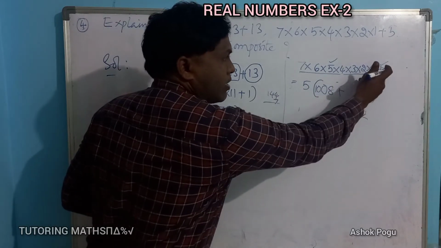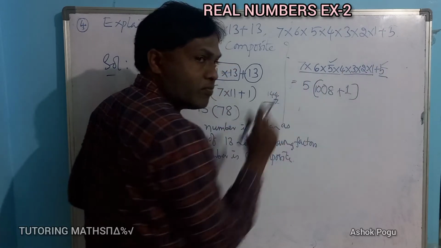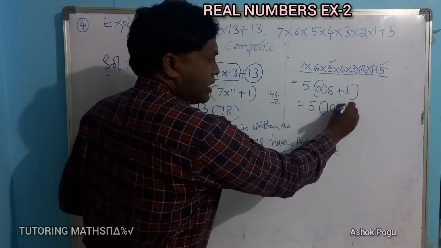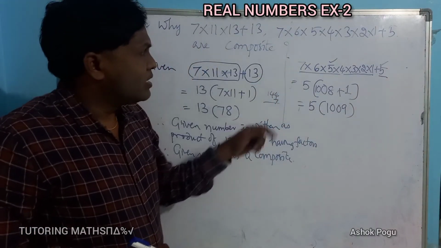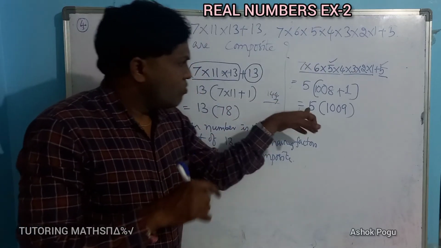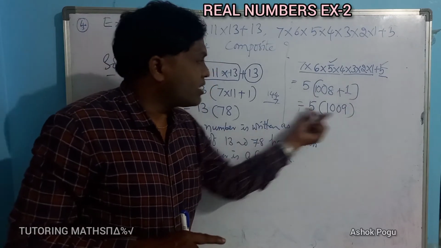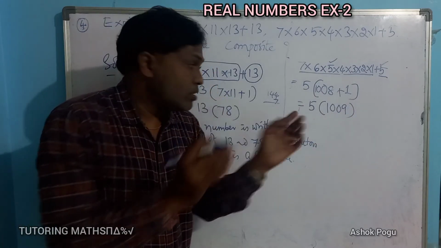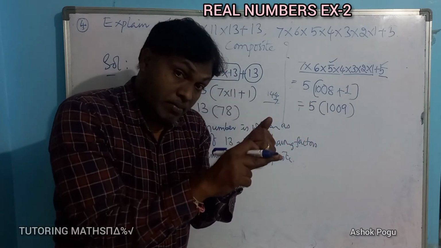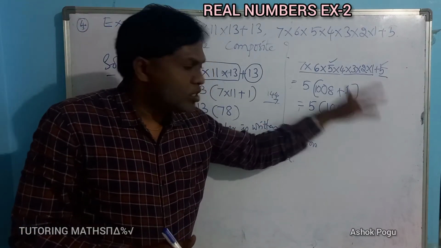Plus here 5 is repeated, so 5 table, 5 1s are 5, and finally we have got 5 into 1009. It means this number has 1 as a factor, 5 is a factor, 1009 is a factor, and the product of these two numbers also. What would be the product of these two numbers? Some product you will get. So the number will be a factor, 1 will be a factor, 5 is a factor, 1009 is a factor.